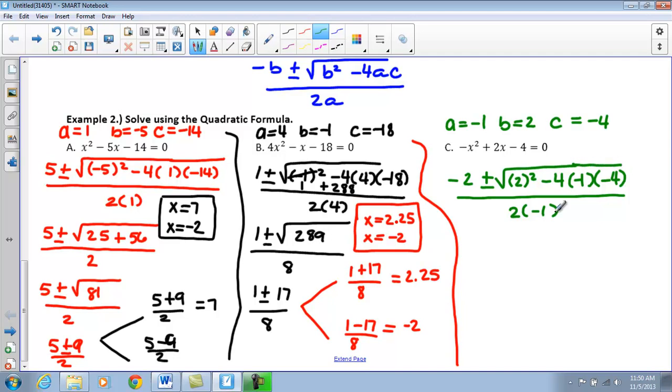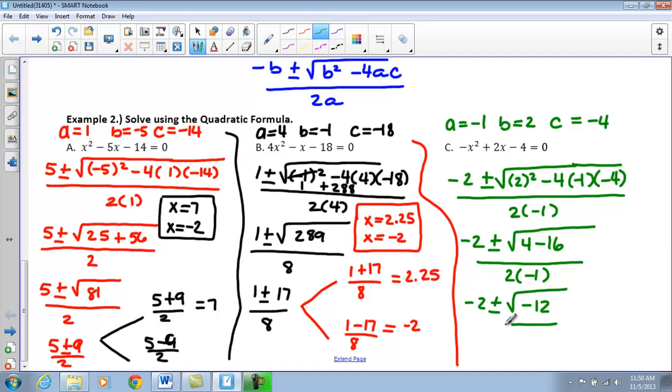So the first thing I'm going to do is simplify underneath my square root first, so I have negative 2 plus or minus 2 squared is 4. Then I have a negative 4 times negative 1 is a positive 4, times a negative 4 is a negative 16, all over 2 times negative 1. Now, if I simplify again underneath my radical, I have negative 2 plus or minus 4 minus 16 gives me a negative 12, all over a negative 2.